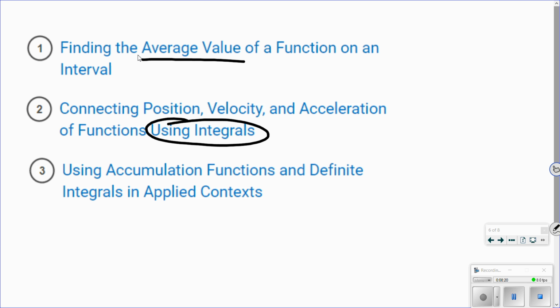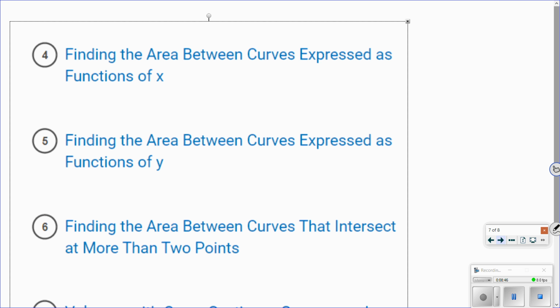3, using accumulation functions and definite integrals in applied contexts. So anything that's applied problems involving integrals. You guys remember all those accumulated things where you take, for example, a rate function and you accumulate it to find the distance that something traveled? Those are all out. Okay, so no applied problems involving integrals. The rest of everything else I think is all talking about area, right?